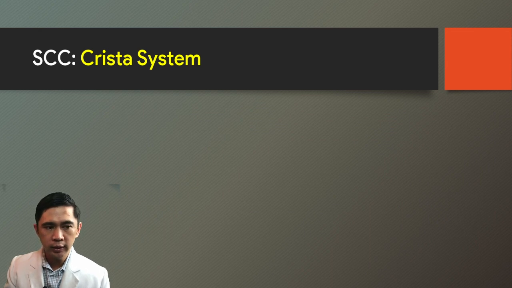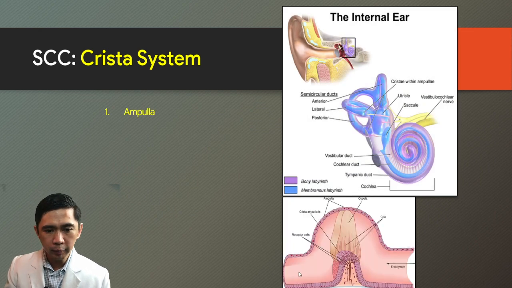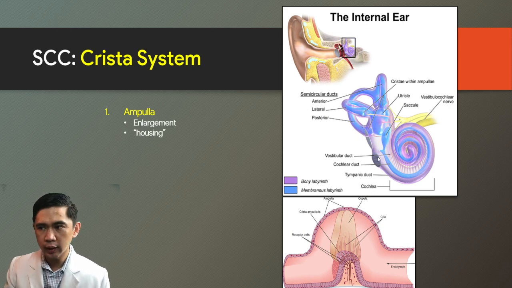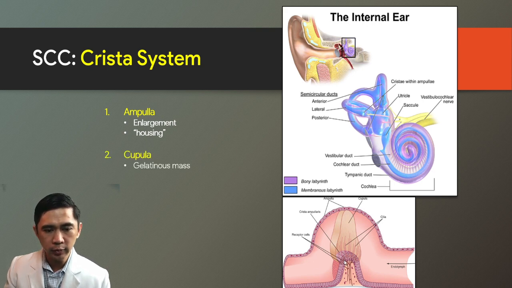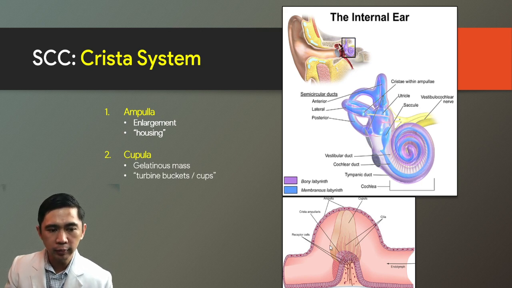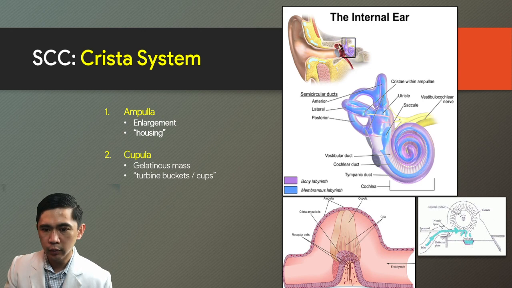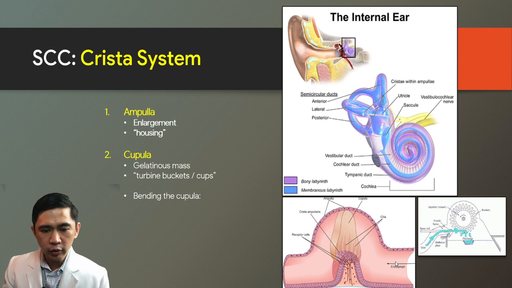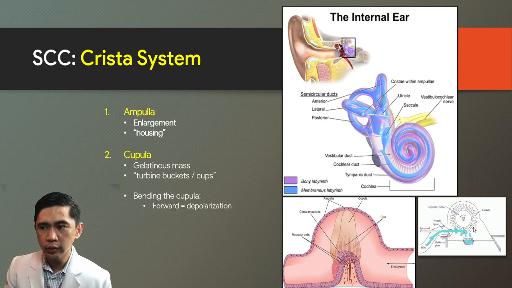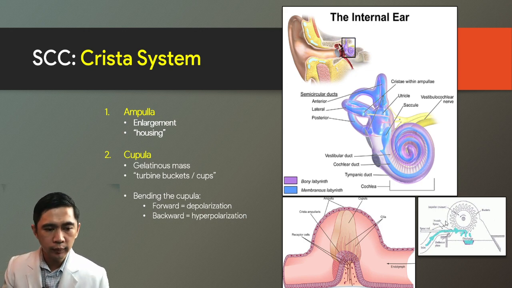The semicircular canals use the crista system. The ampulla, or the enlargement at the ends of the semicircular canals, functions as a housing. The cupula is a gelatinous mass which projects from the crista and functions like a turbine bucket or cup, as in a water turbine, and detects movement of endolymph moving towards it. Bending the cupula to one side will produce depolarization and excitation, and moving the cupula oppositely will produce hyperpolarization or inhibition.